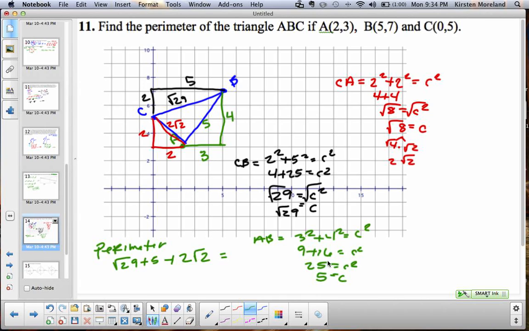I get 13.21. So my perimeter is 13.21 units. All right, so again, this one is just straight Pythagorean theorem from the graph.